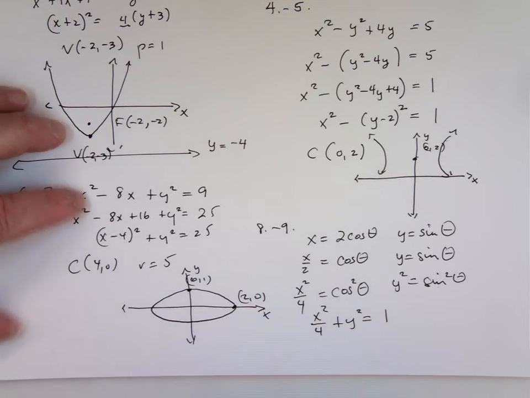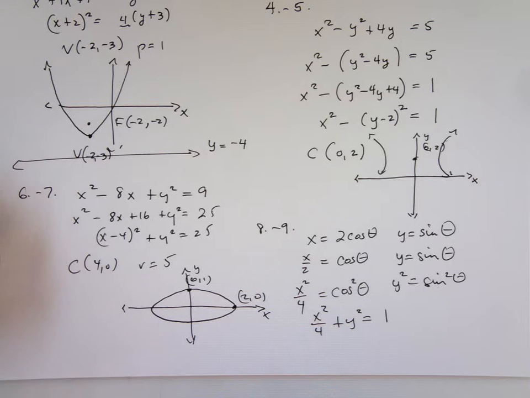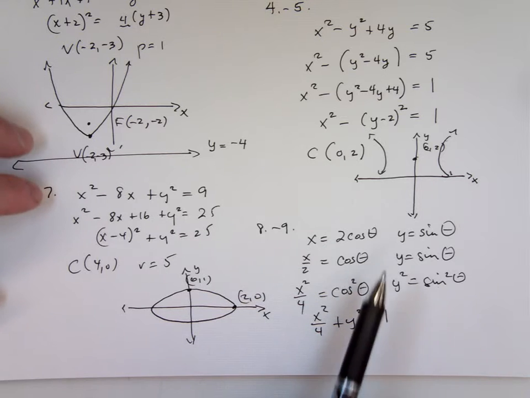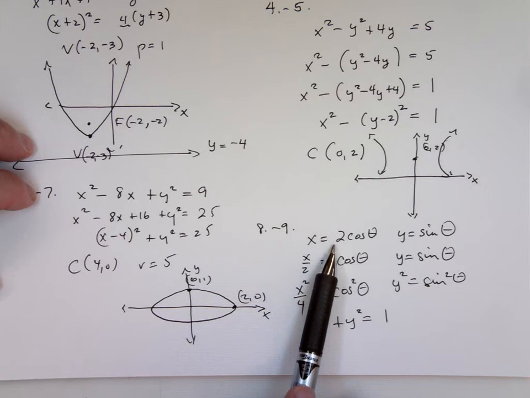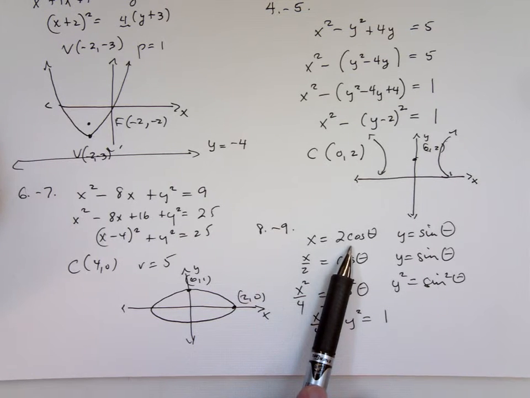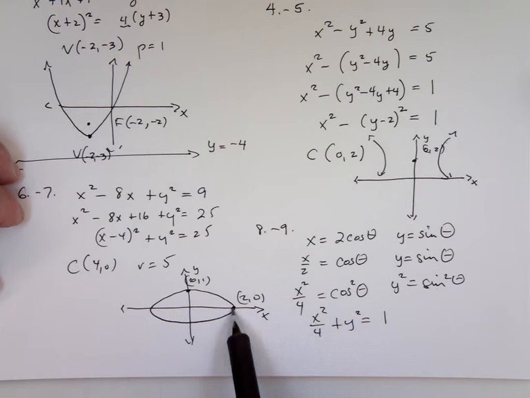And the way to do orientation is start theta somewhere. Let's start at 0 typically. When theta is 0, x is 2 times the cosine of 0. Cosine of 0 is 1. So x is 2. The y would be 0. So we're starting here.